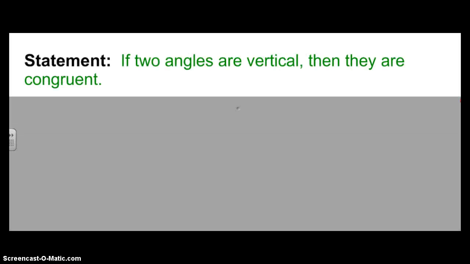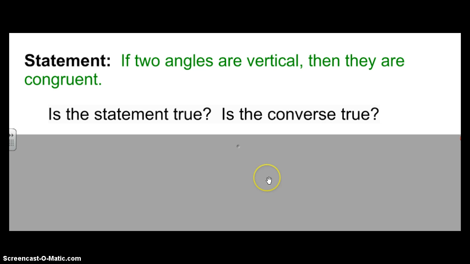If we have the statement, if two angles are vertical, then they are congruent. In order to determine if this is a valid definition, or if we could write it as a biconditional, you have to ask yourself, is the statement true? Well, is the original conditional true? If two angles are vertical, then they are congruent. Yes, and we've actually talked about that before. We will be proving the vertical angle congruence theorem in Chapter 2, but we know that if two angles are vertical, then they are congruent.